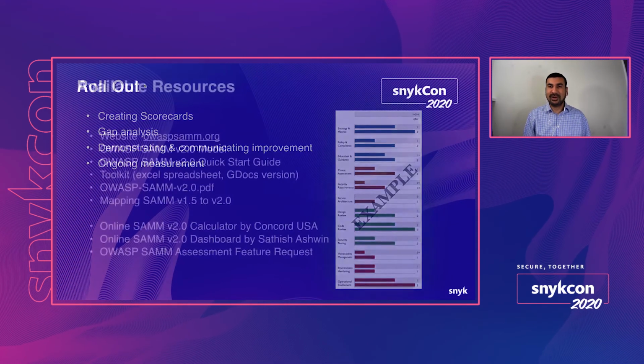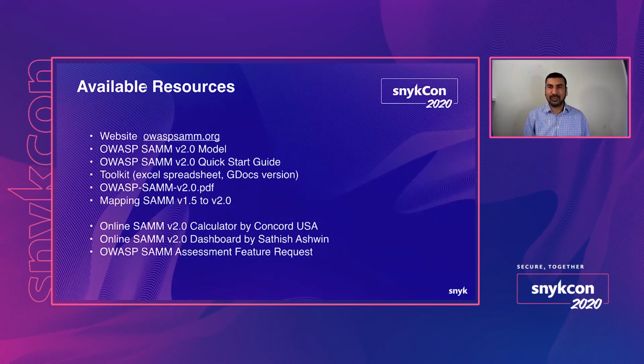Now, these are some of the available resources we have to get you started using SAMM 2.0. All these resources are linked to the owaspsamm.org website. So if you don't remember anything, just remember this website, owaspsamm.org. We now have online SAMM 2.0 calculator donated by Concord USA, an online SAMM 2.0 dashboard, which is also contributed by one of the community members, Satish Ashwin, which can be used if you don't want to use SAMM toolkit that comes with the OWASP SAMM project. And at high level, OWASP SAMM toolkit is basically a collection of Google Docs and Excel spreadsheet, which helps you assess the score and create and build out your SAMM implementation roadmap.